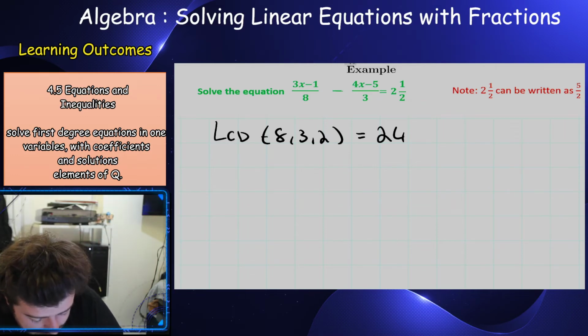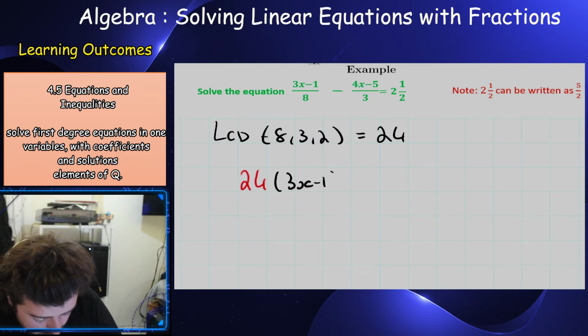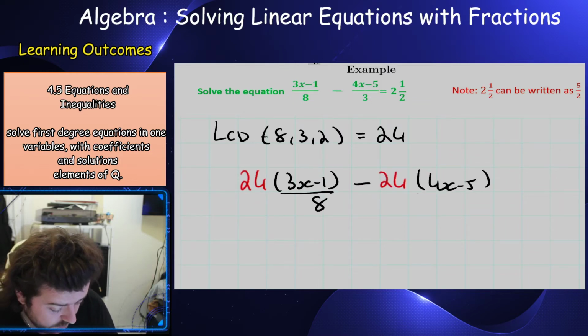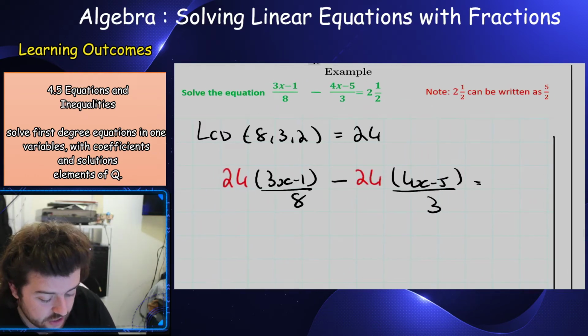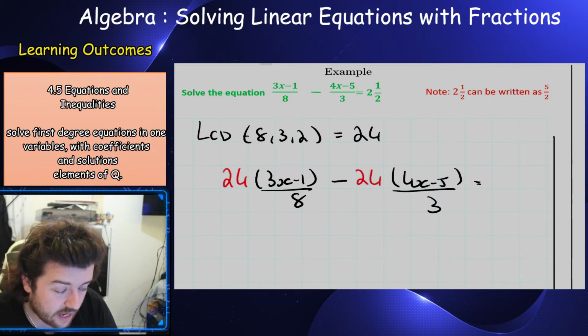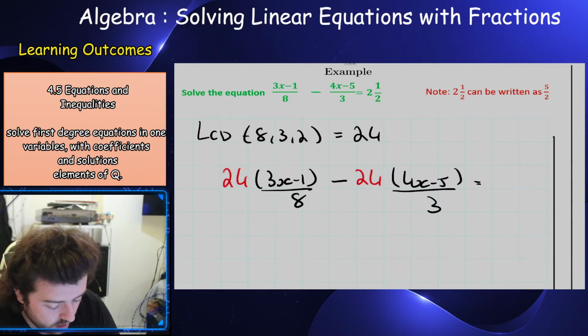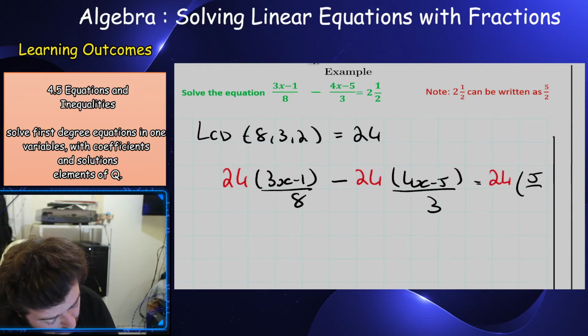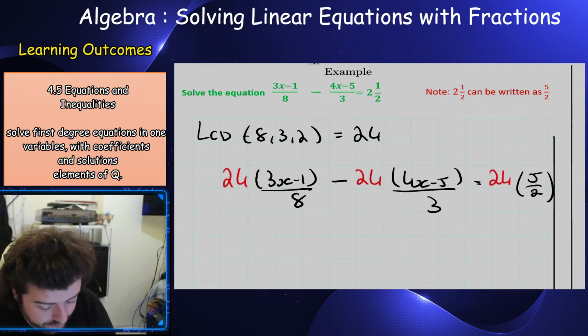So 24 times (3x - 1)/8 minus 24 times (4x - 5)/3 equals, now 2.5 can be written as 5 over 2, yeah? So make it 5 over 2 or just use your calculator, either or. I'm not the police, I'm not going to tell you what to do. So 5 over 2.